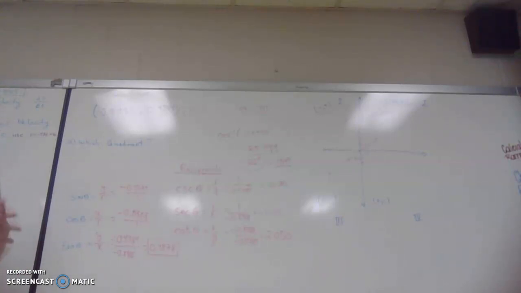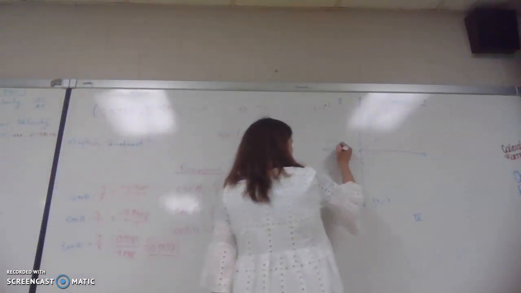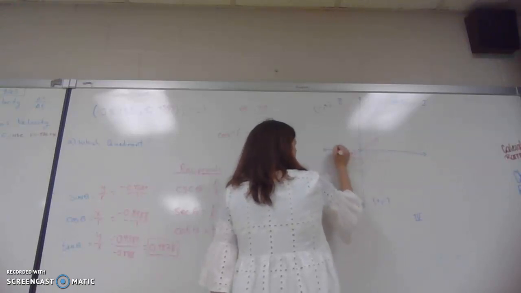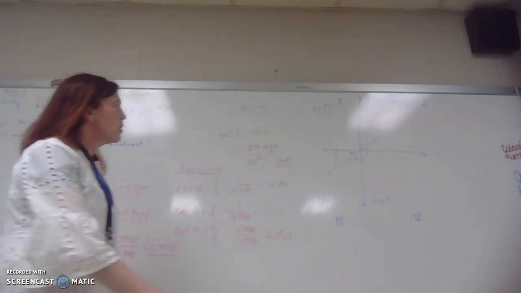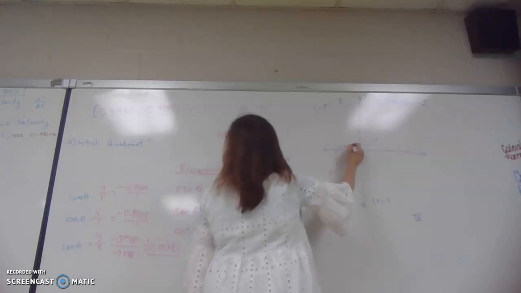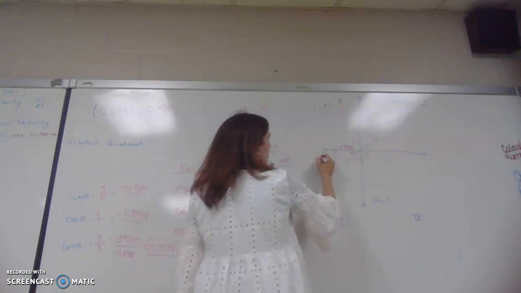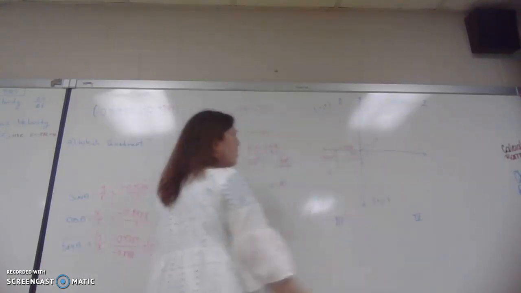Now we want to find out, okay, I've got all my ratios. Somewhere in this quadrant, this is what I have. I have a right triangle with a negative 0.8988, and this is a negative 0.4384.